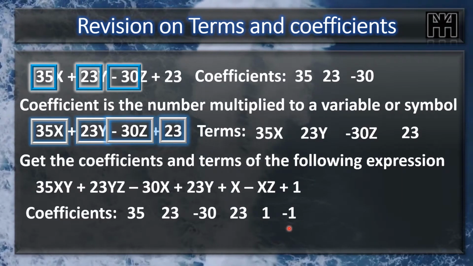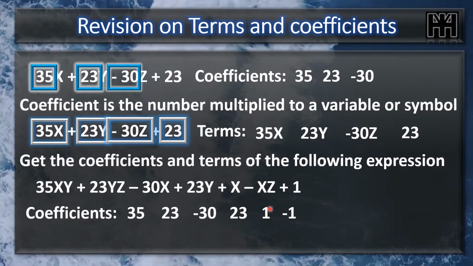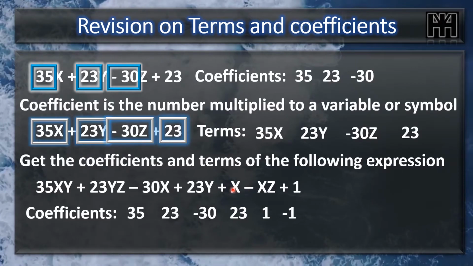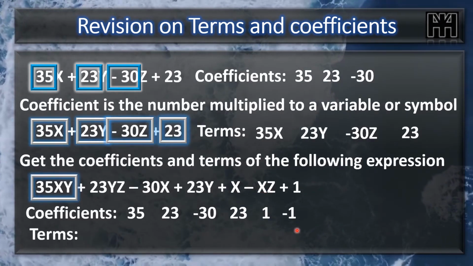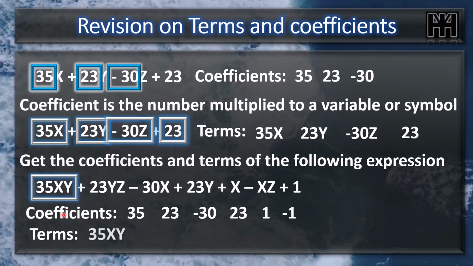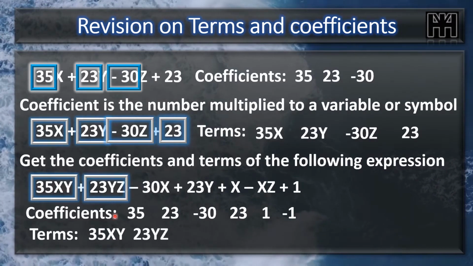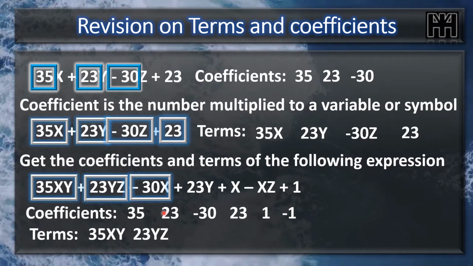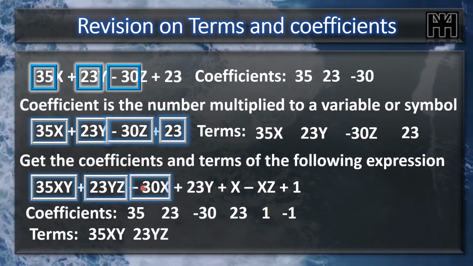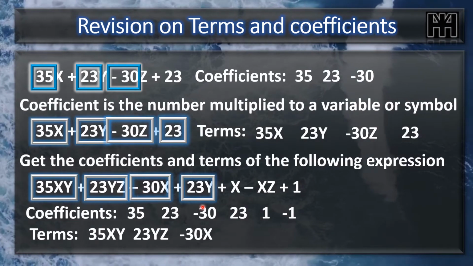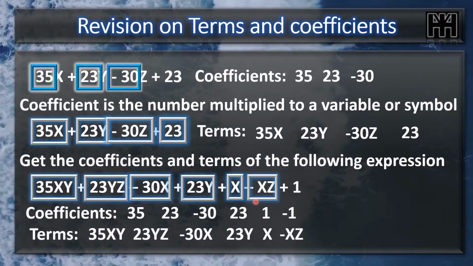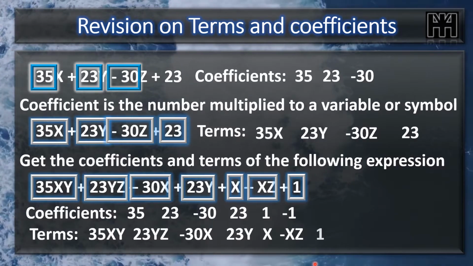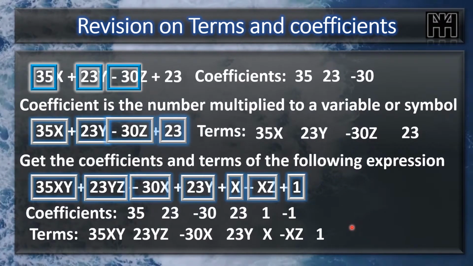Let's investigate these two numbers, 1 and negative 1, further. The coefficient of x is 1. The coefficient of negative xz is negative 1. Let's take the terms 35xy, 23yz, and negative 30x. Don't forget the sign. 23y and x, negative xz, and 1.